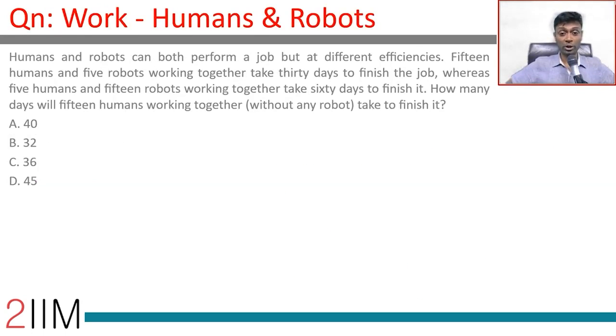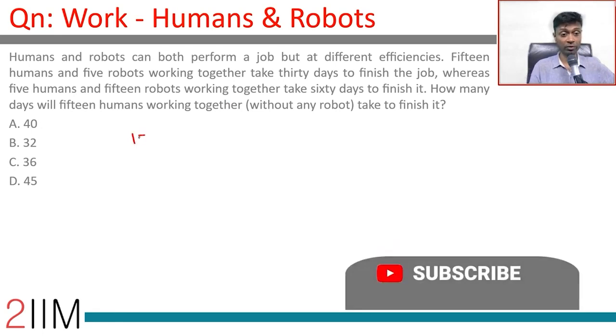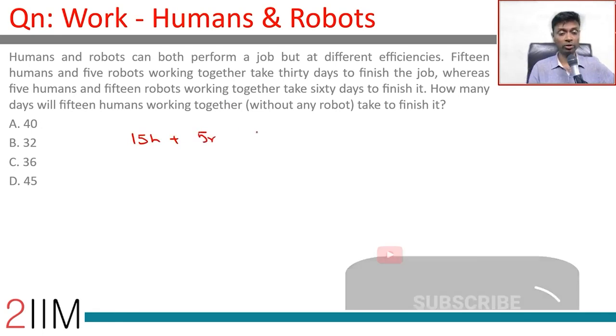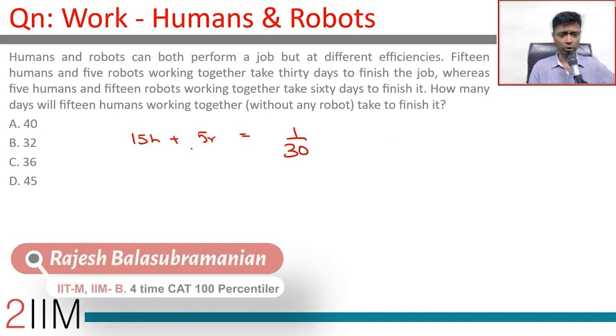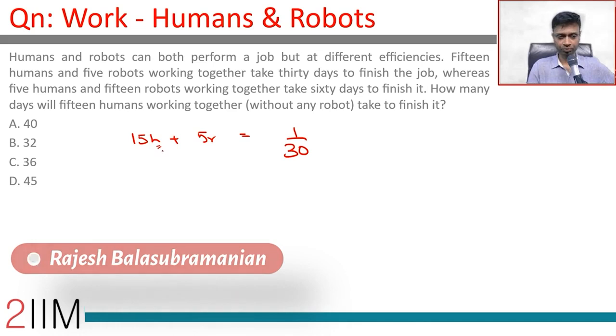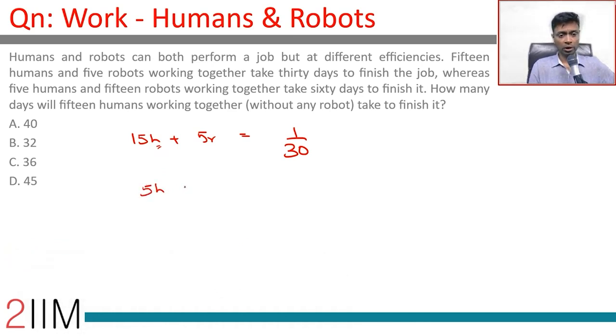Humans and robots can both perform a job but at different efficiencies. You can imagine that. 15 humans and 5 robots working together take 30 days to finish a job. 15 humans and 5 robots, they take 30 days, or in one day they finish 1/30th of the job. I'm using H as a proxy for how much a human can do in a day, whereas 5 humans and 15 robots working together will take 60 days to finish it.